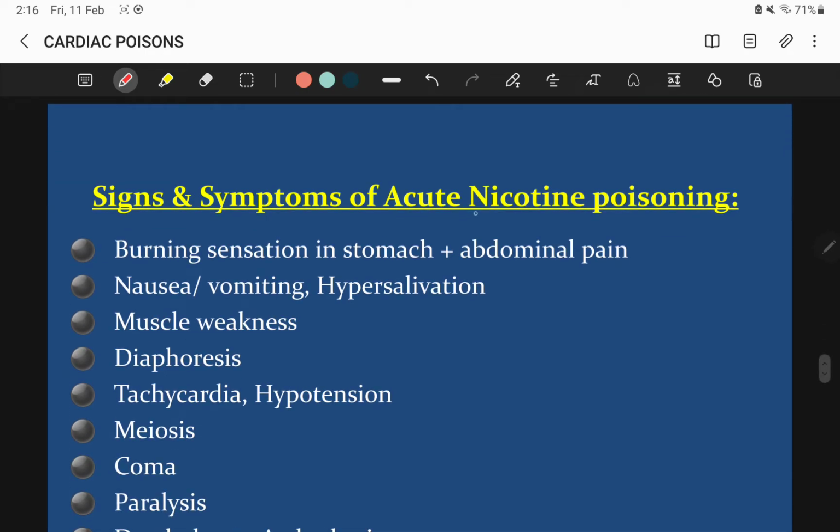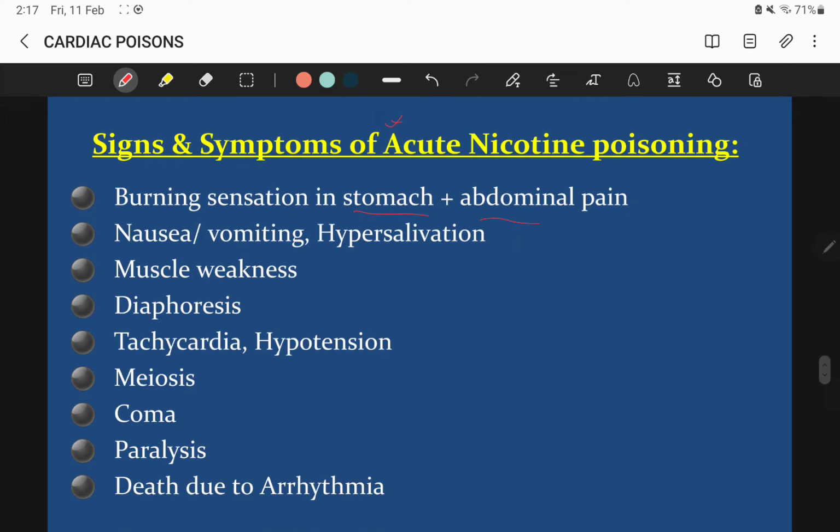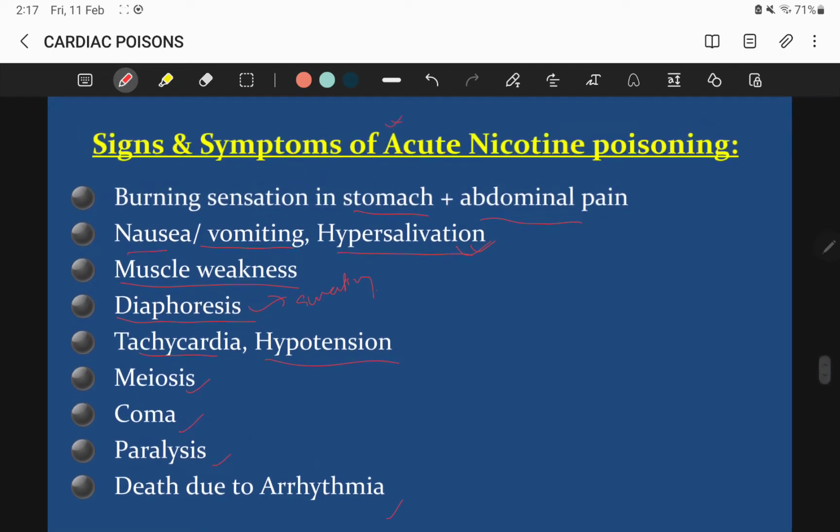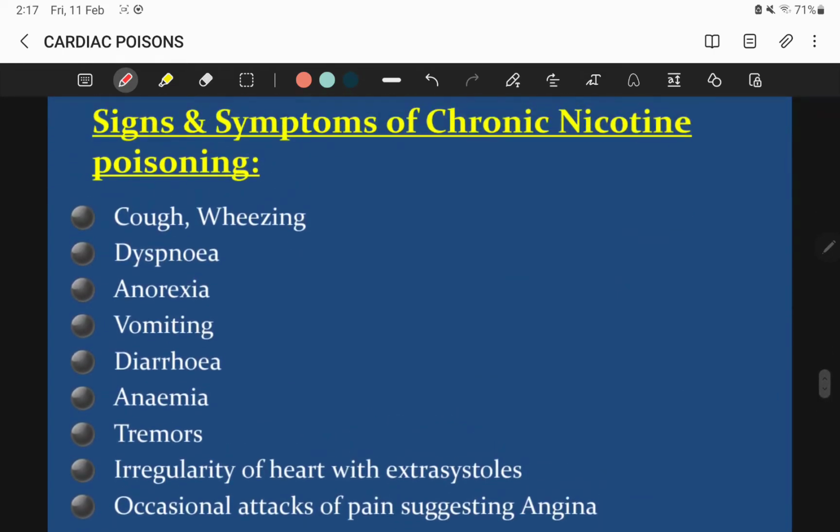So what are the signs and symptoms of acute nicotine poisoning? Acute nicotine poisoning causes a burning sensation in the stomach and abdominal pain, then nausea, vomiting, hypersalivation, and muscle weakness. Diaphoresis means excessive sweating. Then tachycardia, hypotension, sometimes miosis, and then coma, paralysis, and arrhythmia.